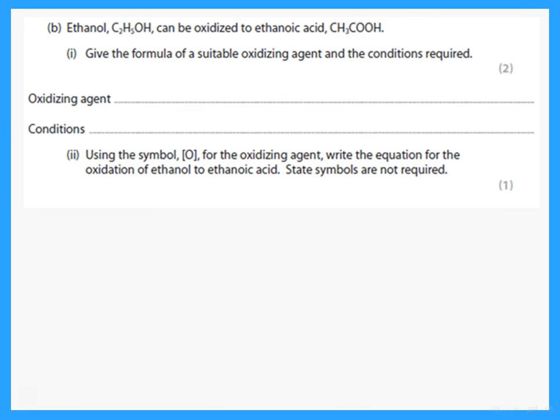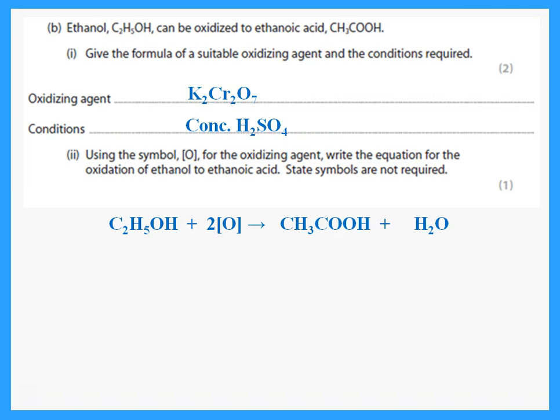Ethanol can be oxidized to ethanoic acid. Give the formula of a suitable oxidizing agent. Remember, the oxidizing agent can be potassium dichromate in the presence of sulfuric acid. Now, using the symbol of oxygen for the oxidizing agent, write the equation for oxidation of ethanol to ethanoic acid. So we write it just with an O to represent the oxidizing agent. Remember that in order to balance this, the ethanol becomes ethanoic acid, and the other product is water.